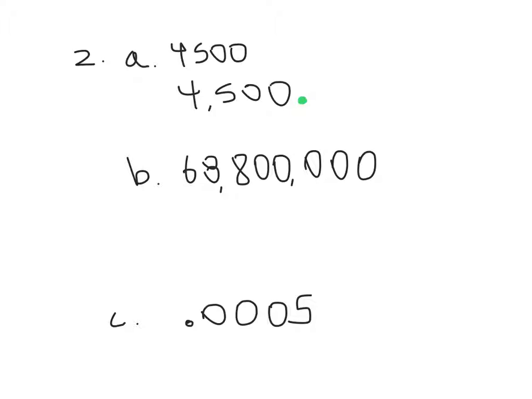So if it has a decimal, that decimal will be after or at the end of the number. And remember, we need to make sure that our first decimal is in between 1 and 10. So we're going to move our decimal to the left until we get a number between 1 and 10.